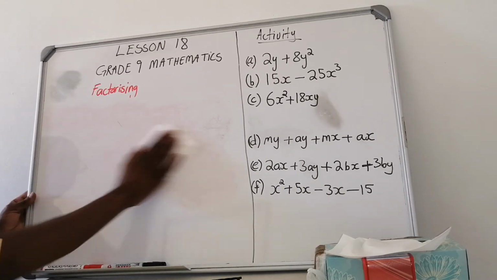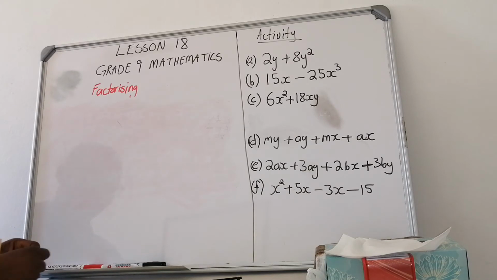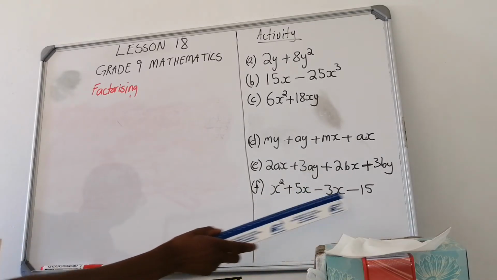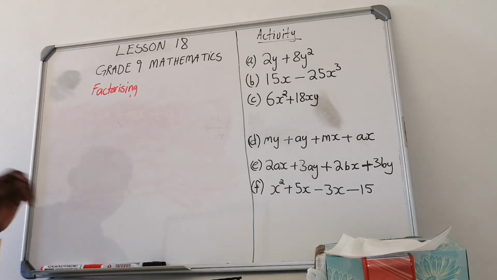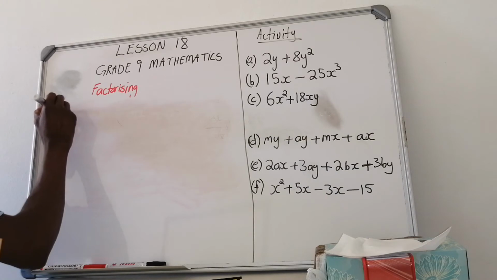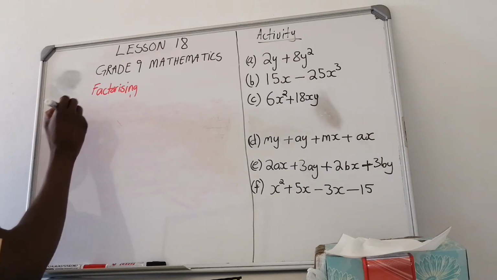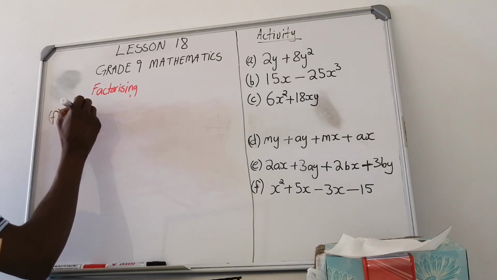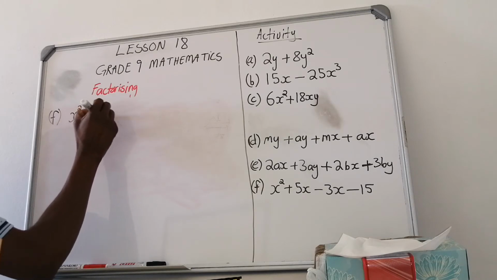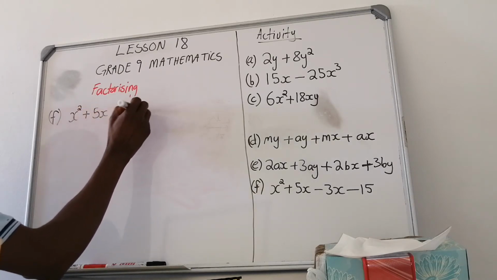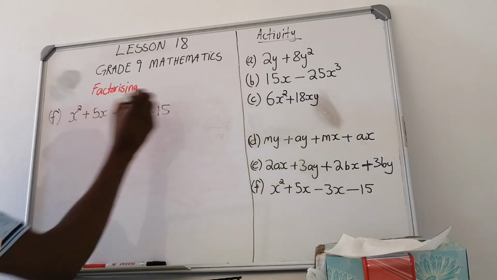Part F it is. So you have to be very careful when your expression has a negative sign in it. You have to be extra careful, because if you don't take care of the sign, that sign is going to take care of you. Plus 5x minus 3x minus 15.